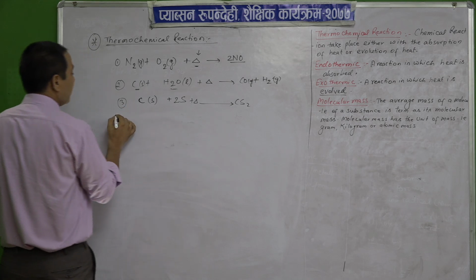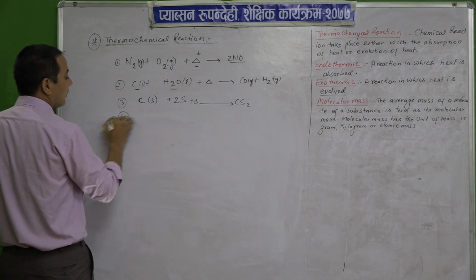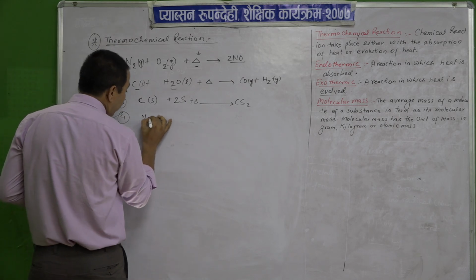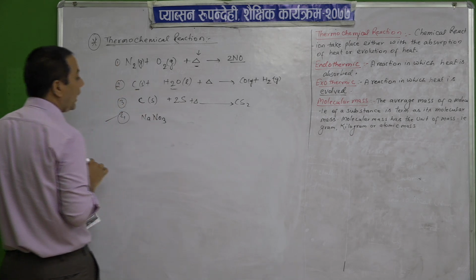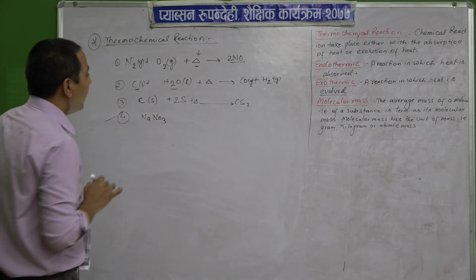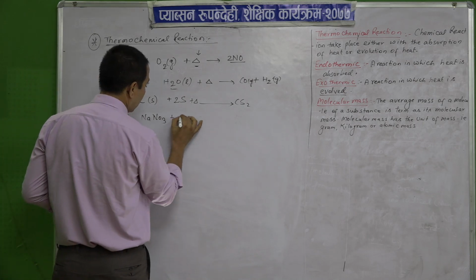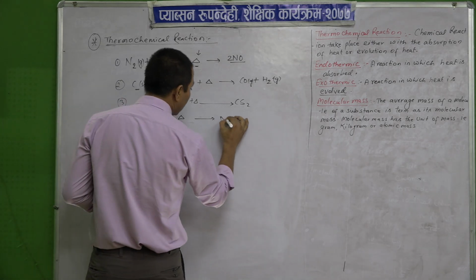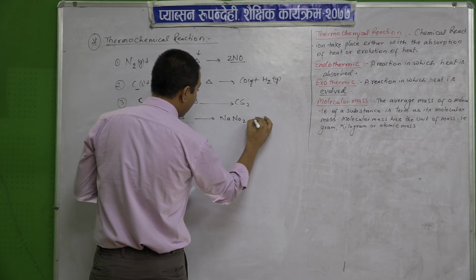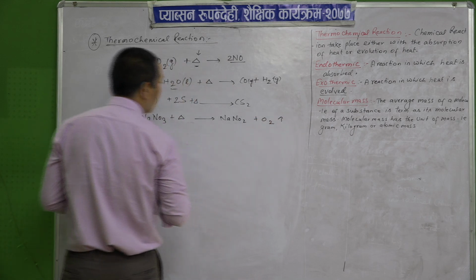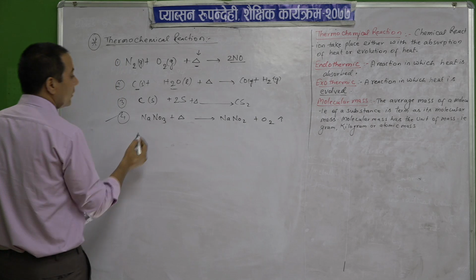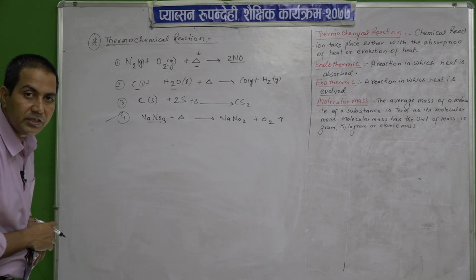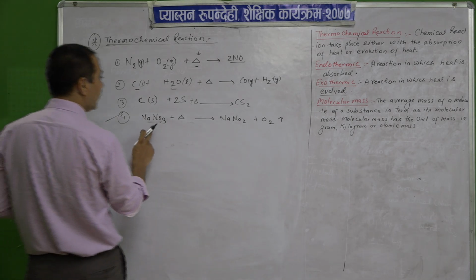Then let us take an example which is important for your exam. We will take that example now. Sodium nitrate, NaNO3, is heated to form sodium nitrite, NaNO2, plus O2. Okay. That means when we heat sodium nitrate, it forms sodium nitrite and oxygen is released from it.